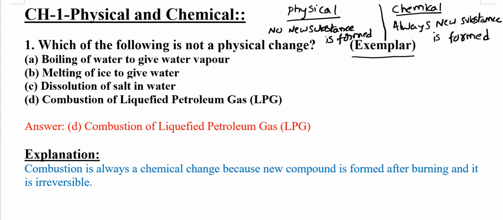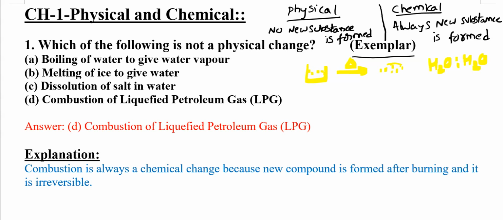First one is boiling of water into water vapor. If you take water in a beaker and heat it, the water changes from liquid state to steam form. The formula of water is H2O, and the formula of steam is also H2O. No change there. So chemically they are the same, physically they are different. So it's a physical change only.